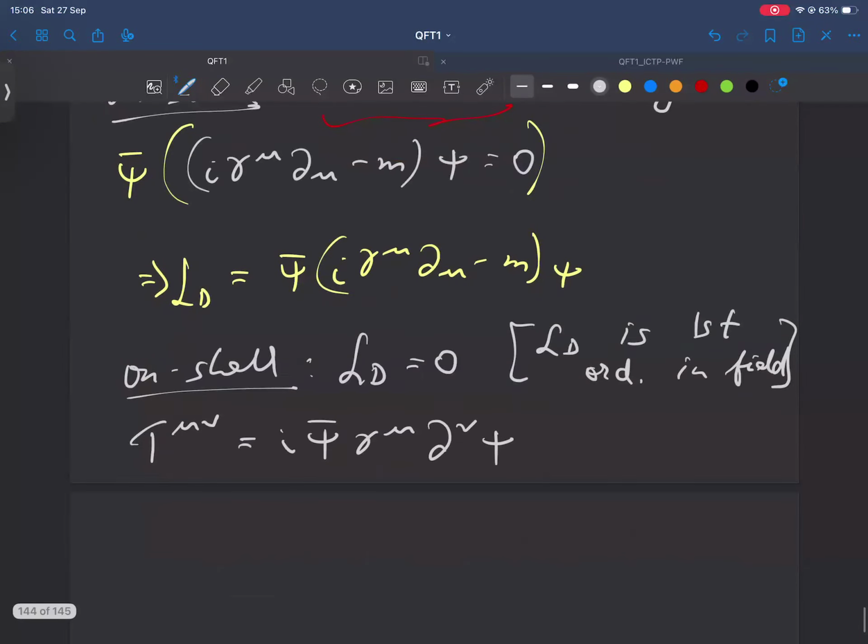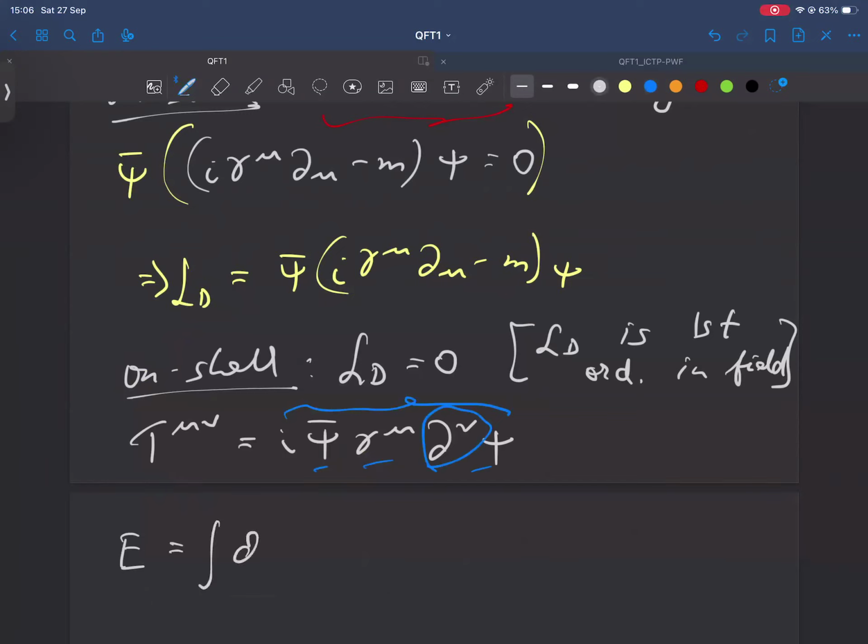Okay. With this, now you can do various things. Sorry, before that, you can see that this has a nice transformation property, because we know psi bar gamma mu psi transforms like a Lorentz vector, and del nu by definition transforms like a Lorentz vector. So this is a nice rank 2 tensor.